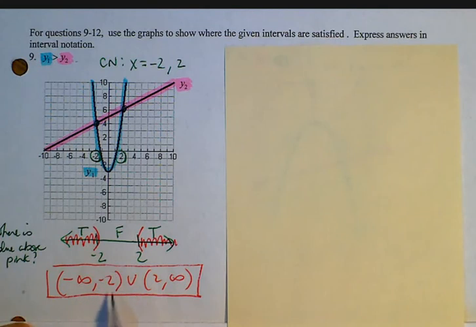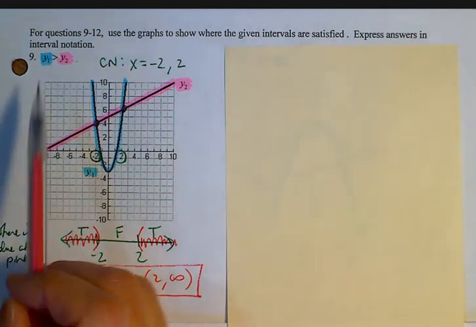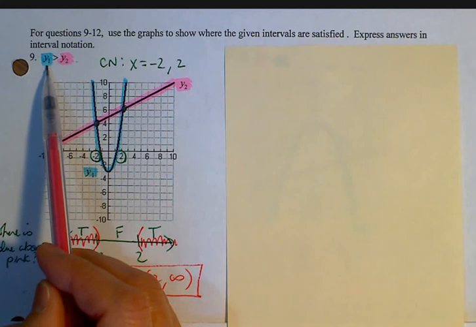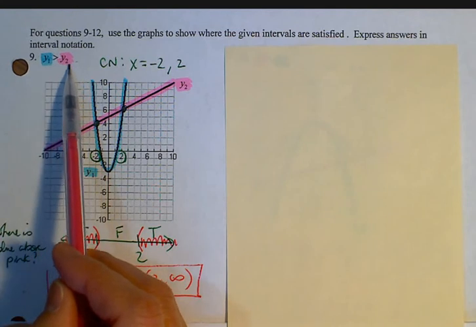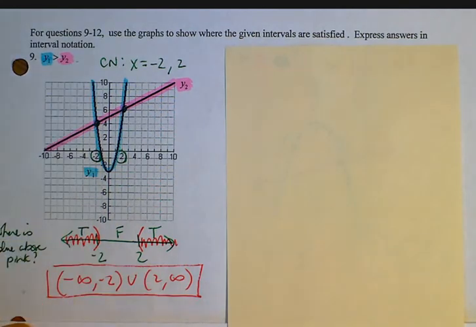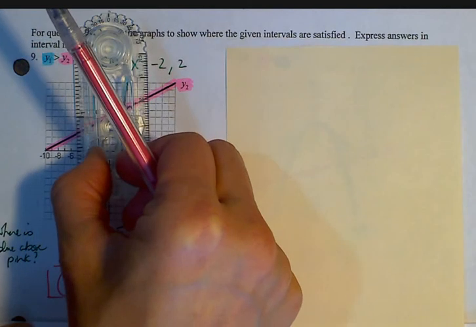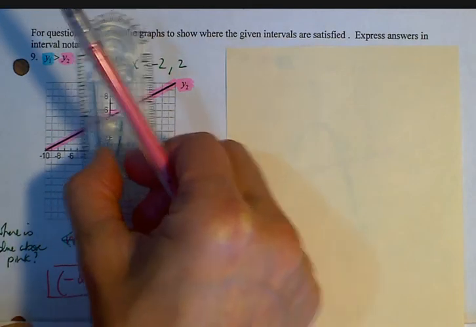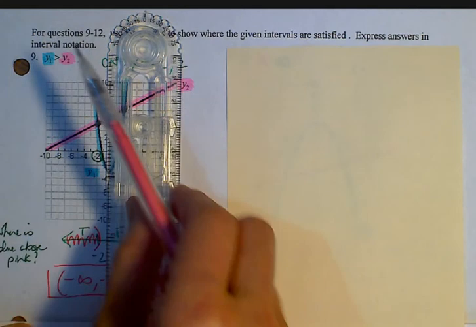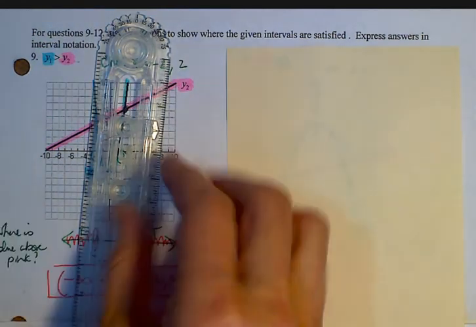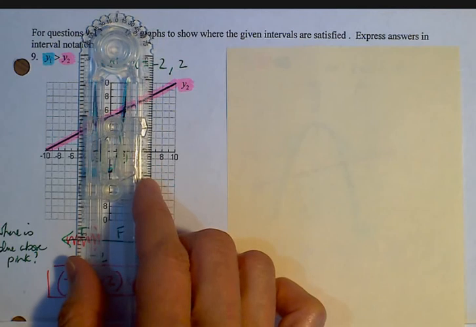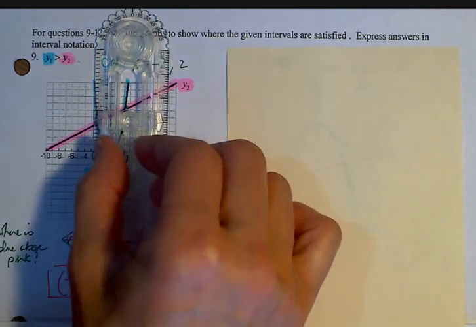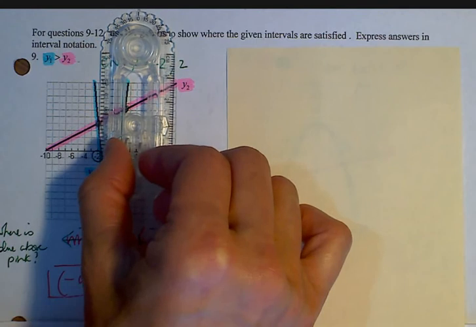And so the question I'm going to be asking myself is, where is y1 greater than y2? So where is the blue above the pink? Where's the blue above the pink? Okay, so I'll just use my straight edge, or you could just even use your pencil if you want. And I'm just going to look at that particular region. So in this region, even though I don't see the blue, I know that it's going infinitely in that direction. So in that particular region, I can see that the blue is above the pink. So from -infinity going all the way to -2, that would be a true statement.